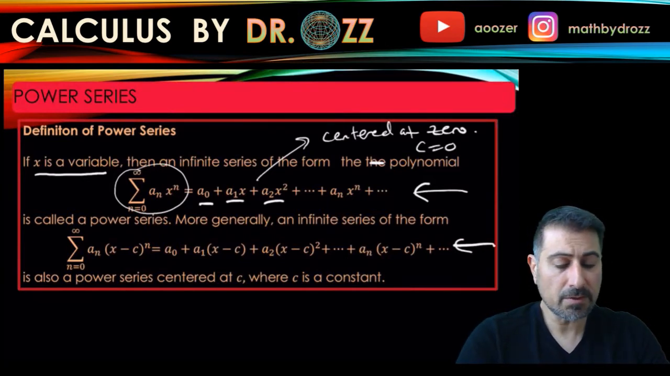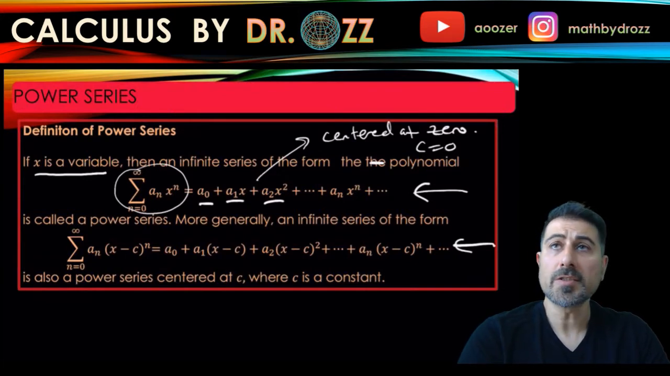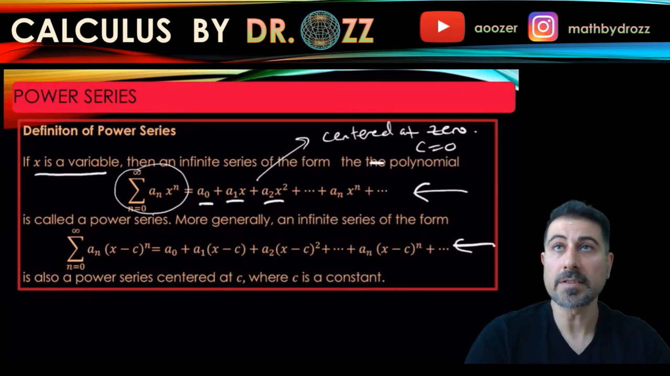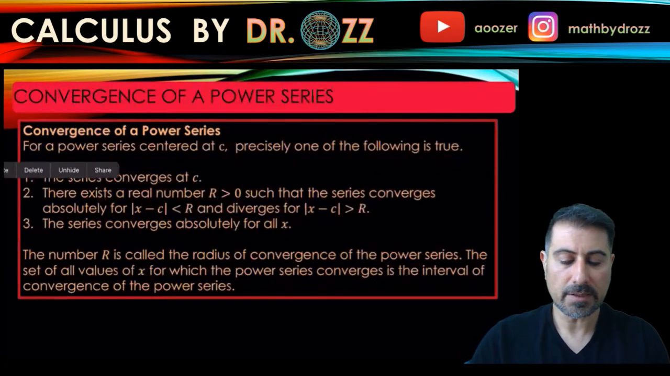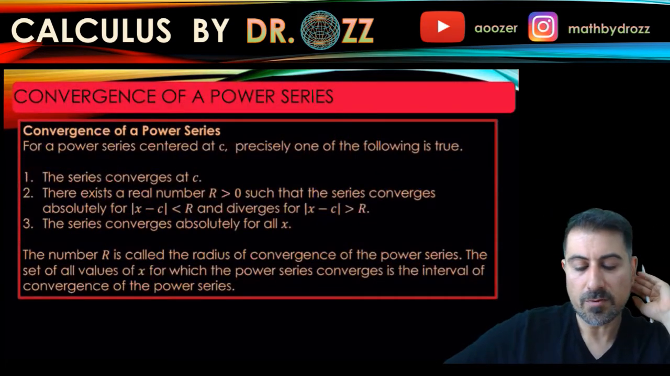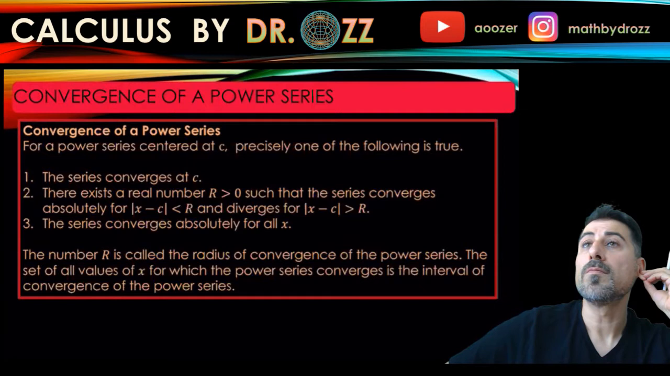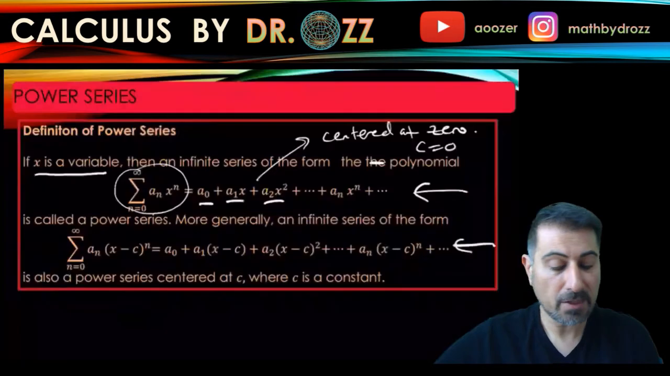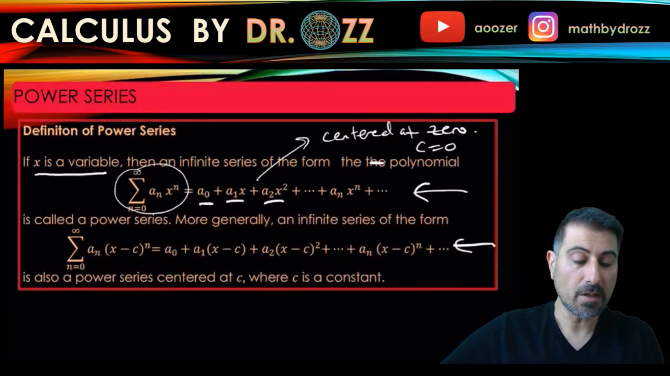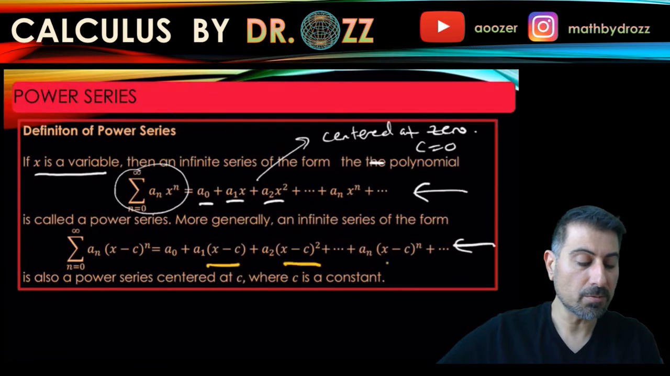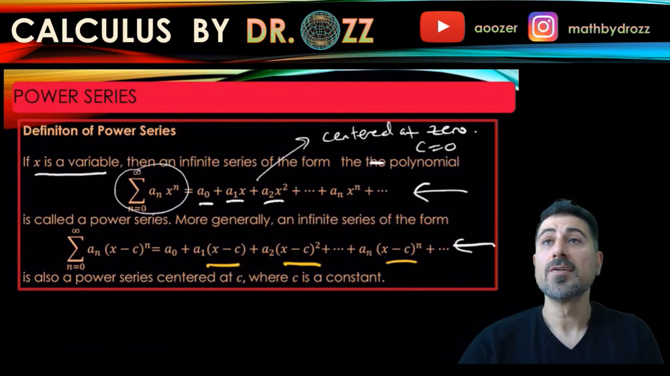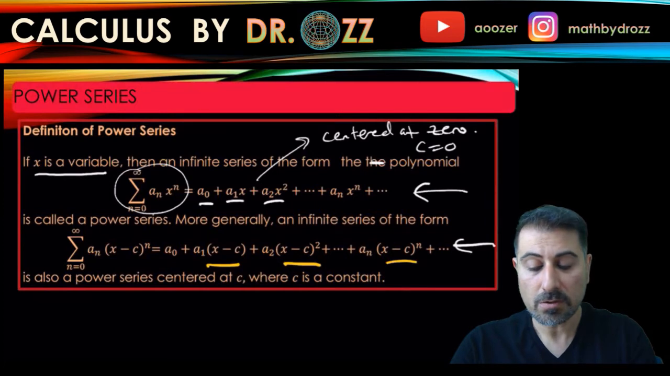Now, since you have an infinite series and x is a variable, the question is, when is the power series convergent? In fact, a better question is, for what values of x is the power series convergent? The next slide answers that question. For a power series centered at c, precisely one of the following is true. The series converges at c, which is correct, because if you plug in x equals c, these terms are all going to be 0, and a0 survives. So the infinite series is convergent, for sure.